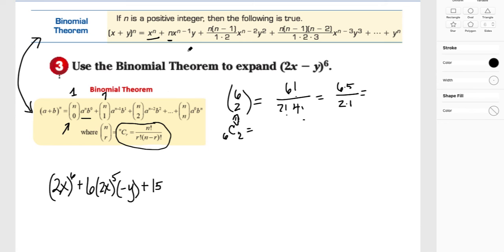So I get 15 times 2x to the 4th power times negative y to the second power. So you see this term is going to be positive. And then I'm going to keep going again. Y'all with me? I hope so. I hope you're not like, what is happening?